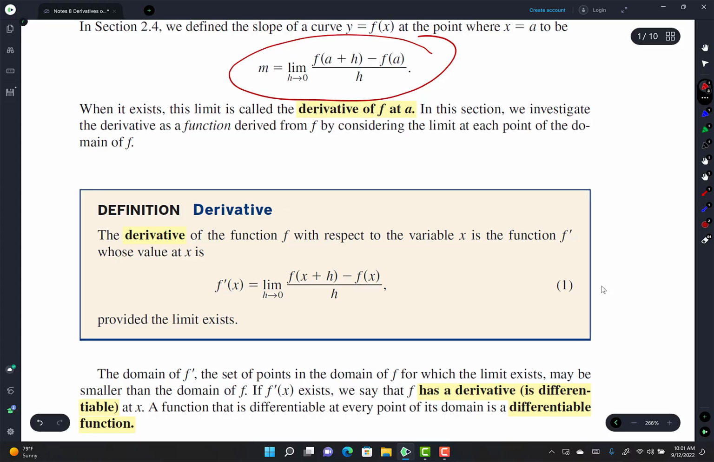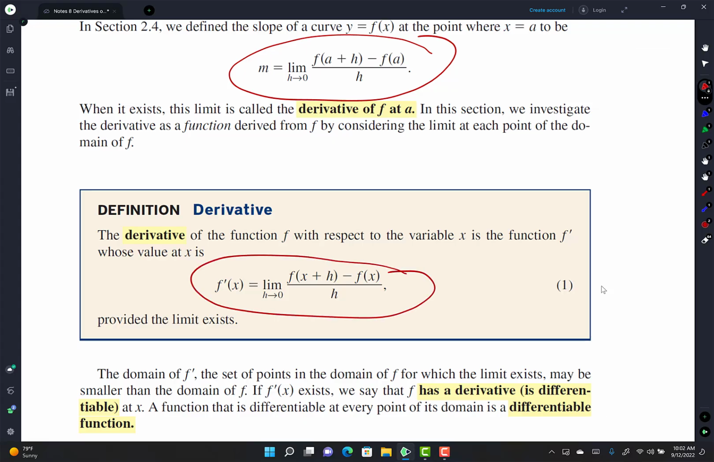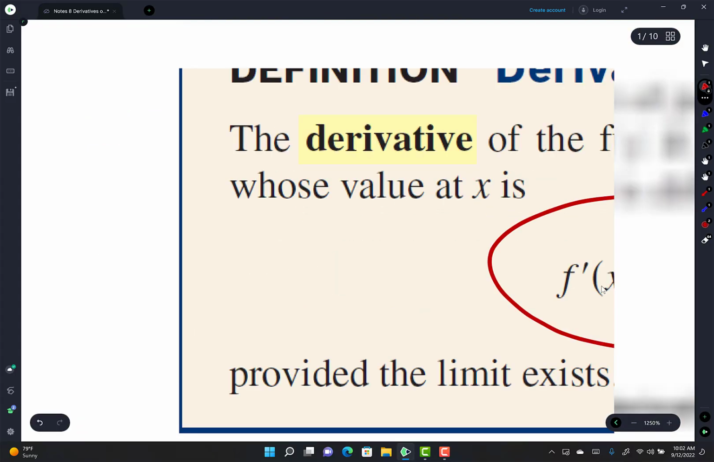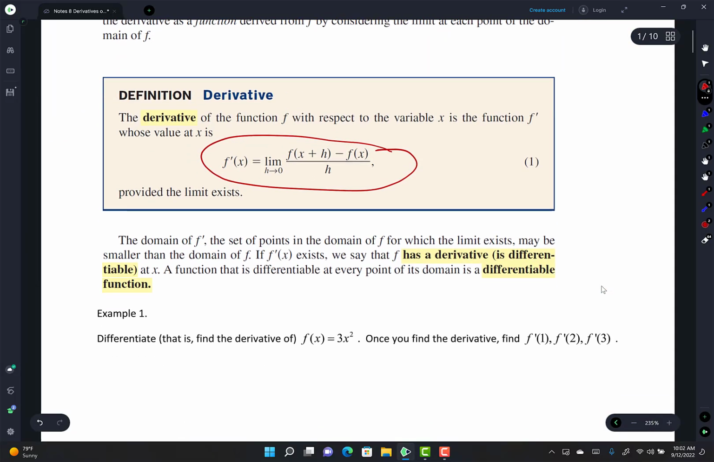So it says here, the derivative of the function f with respect to the variable x is a function f prime whose value at x is, and this right here is the derivative. Cool, right? So you guys have been calculating derivatives all this time. So that's all we're going to do. We're just going to calculate derivatives until we are sick and tired of them.